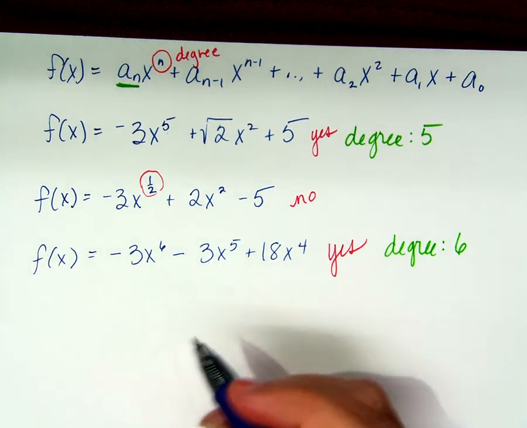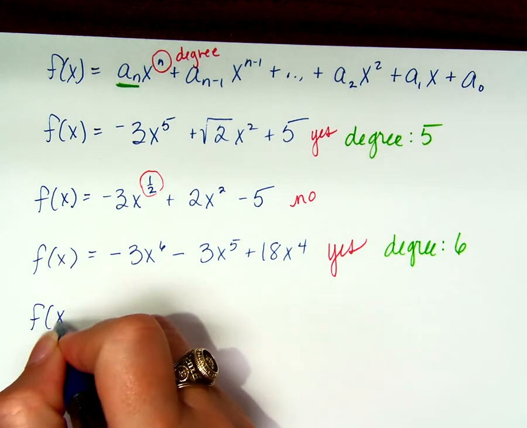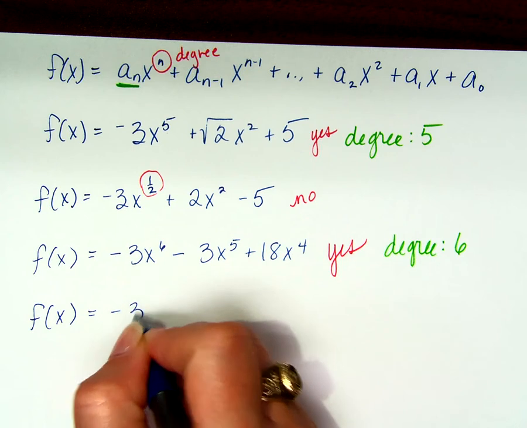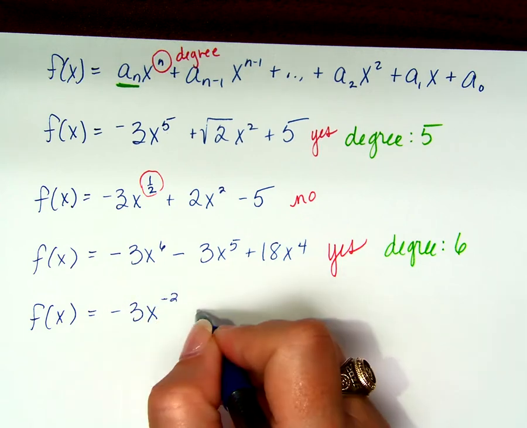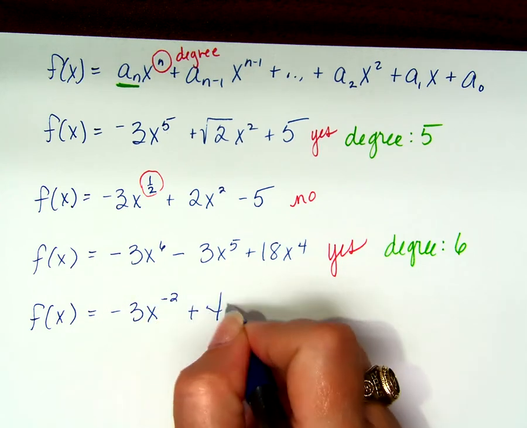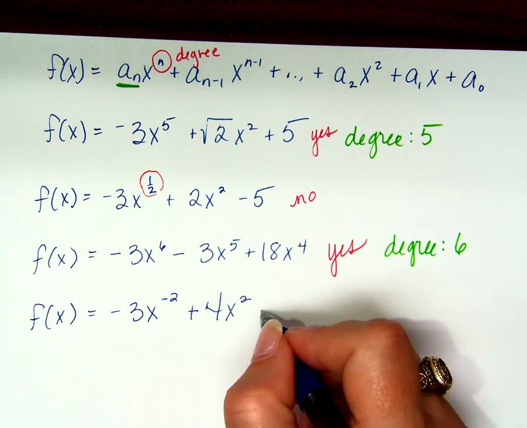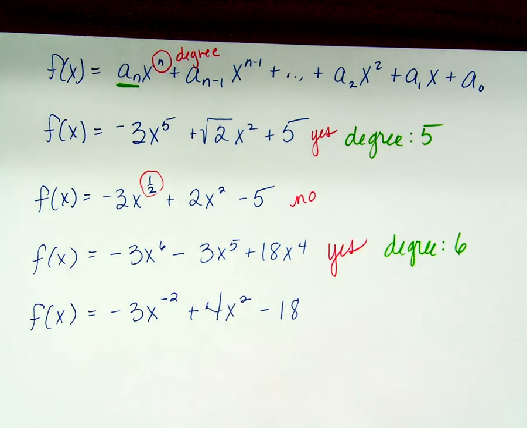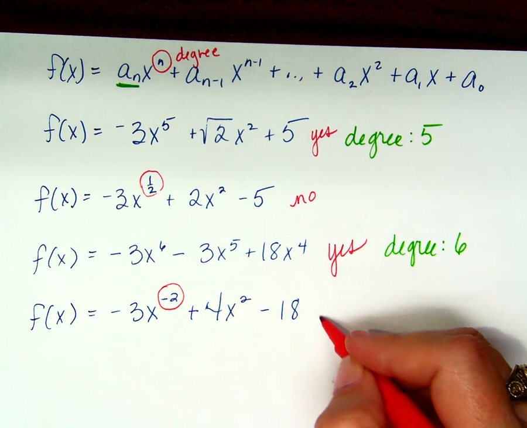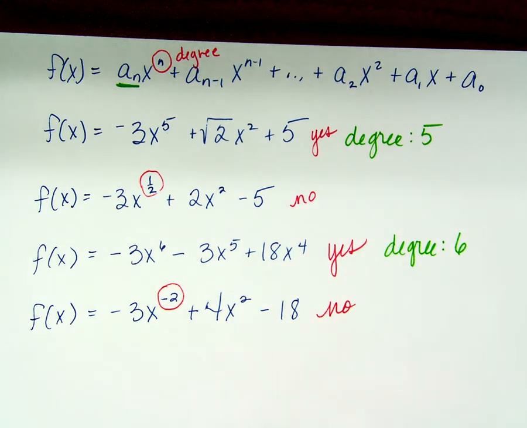One more, just so we have it. F of x equals negative 3x to the negative 2 power plus 4x squared minus 18. Is that a polynomial function or not? Why? A negative exponent? That's a no. It's not a polynomial. Okay? Any questions?